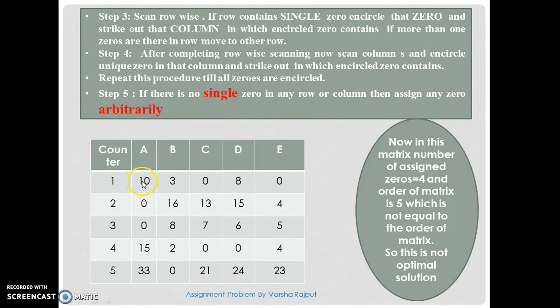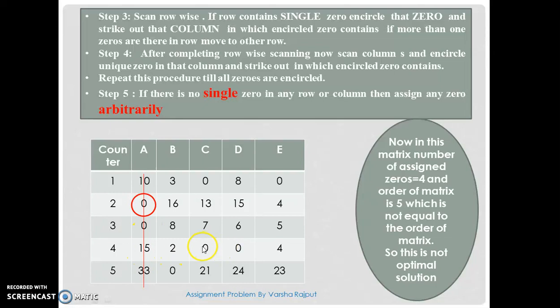Now in this case, we can see that in the first row two zeros are there. Again, in the second row, only a single 0 is there, so we will assign that 0. That 0 is in the first column, so strike out the first column. Now move to the third row. In the third row, there is no 0 now, as this 0 is already struck out. So move to the next row.